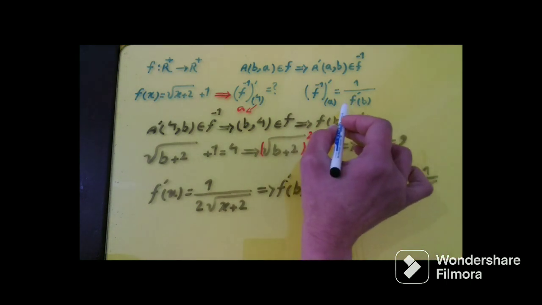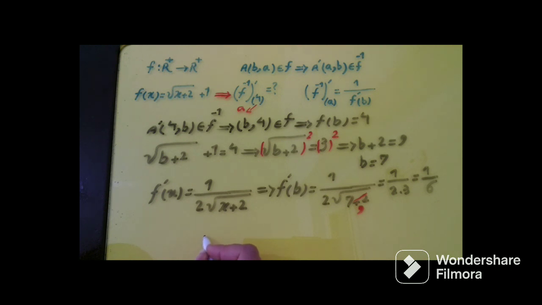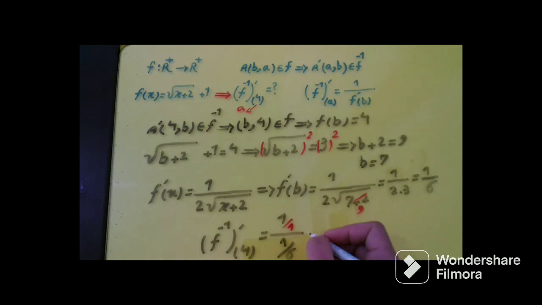According to this formula, we should write 1 over this term, f prime of b. As the denominator for 1 is 1, in the end it's 6.